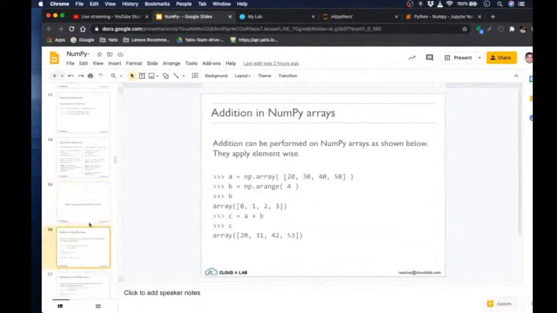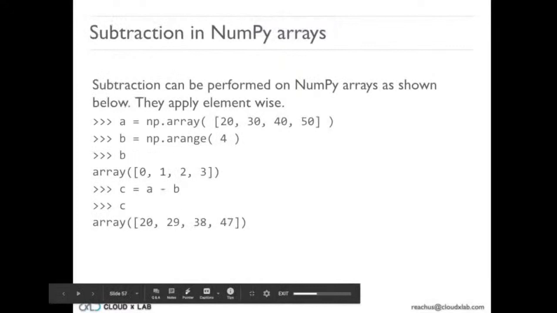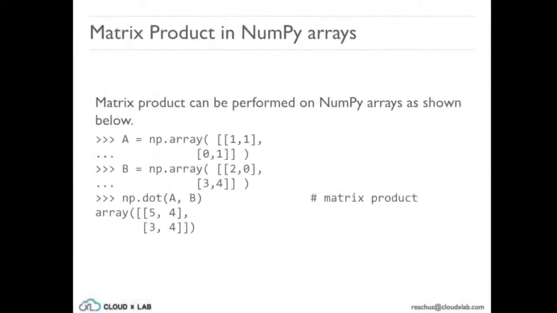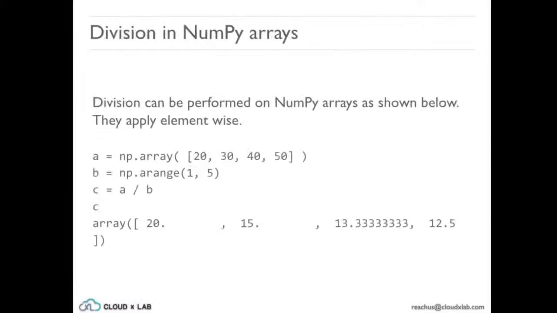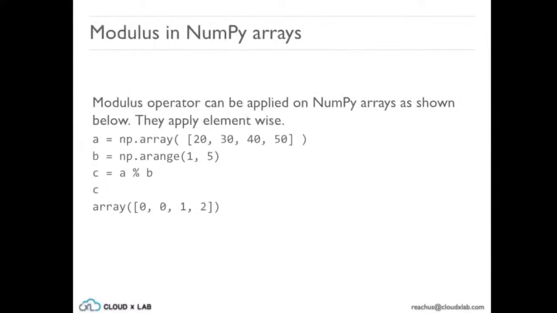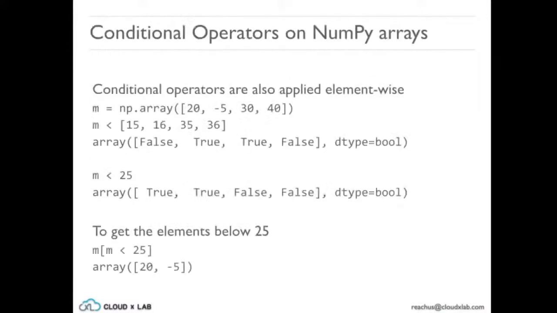Let me just summarize that again. We did addition, we can do subtraction, and element-wise we can do the element-wise product, as we've seen. We can do matrix products. We can do division, we can do integer division, which just gives us the quotient, or we can do the modulus or remainder operator, which just returns the remainder from an element-wise division. We looked at exponents. And then we're also going to look at what are called conditional operators.